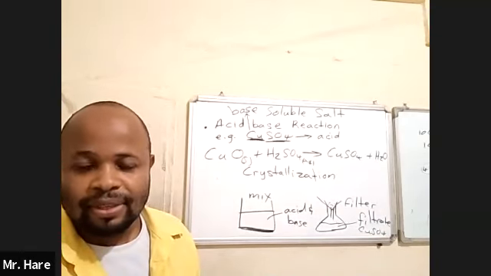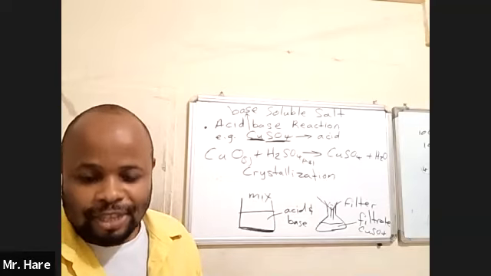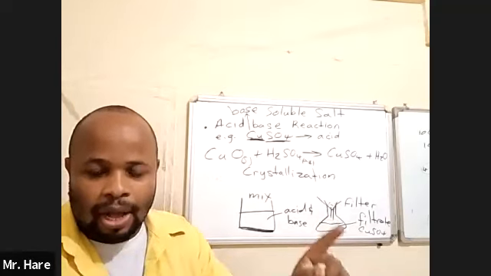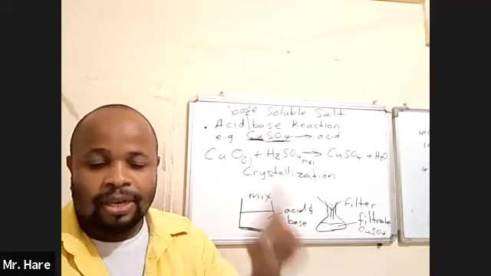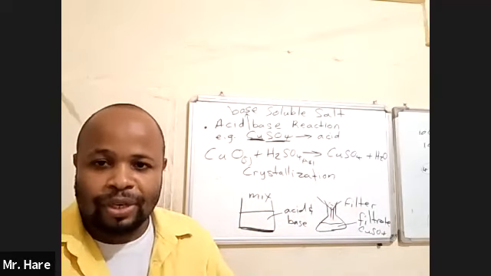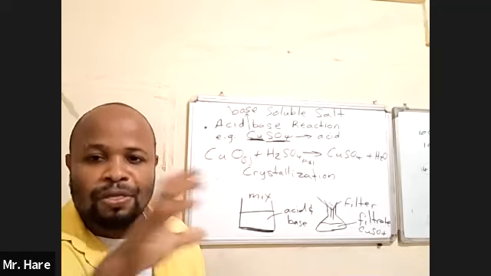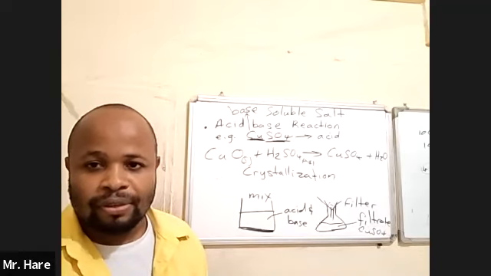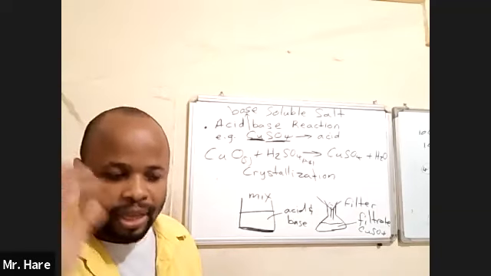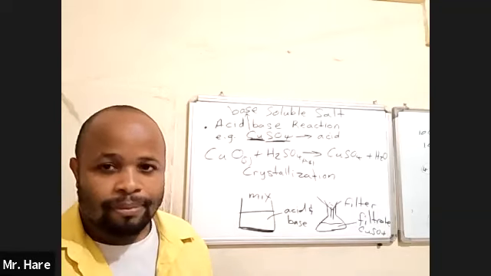Just recapping. If you get the insoluble salt, separate the two ions. The positive one, combine it with nitrate. The negative one, choose a metal from group 1. And those go into your equation. Good?